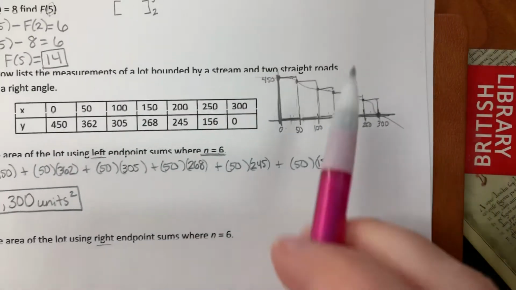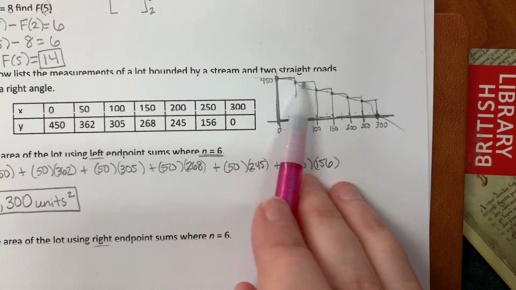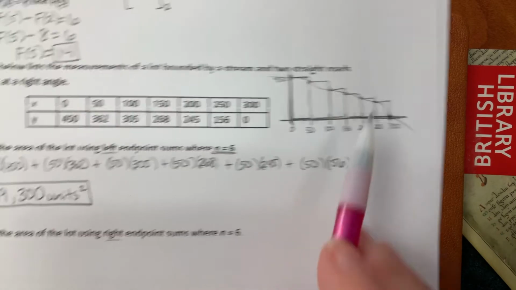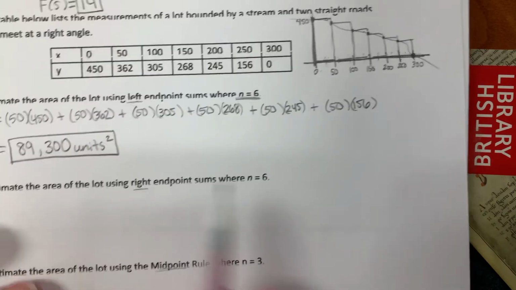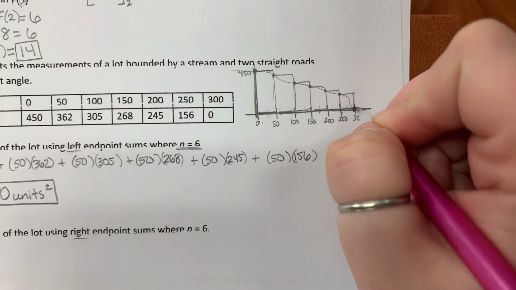And to me, that looks like an overestimation, because if I look at this stream, it looks like all of those rectangles are hanging over on the side, so that's an overestimation. The next one wants me to do the right endpoints. So this time, I'm going to start on the right-hand side of my rectangles.